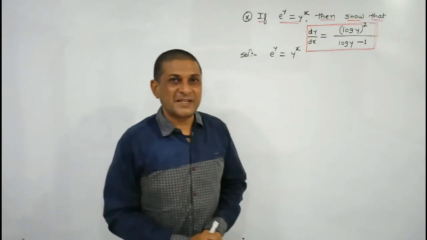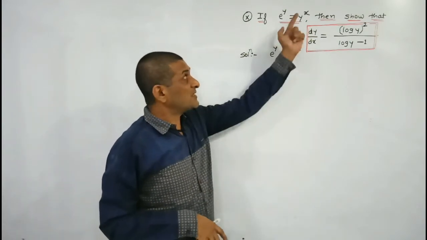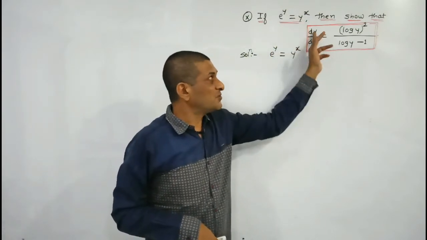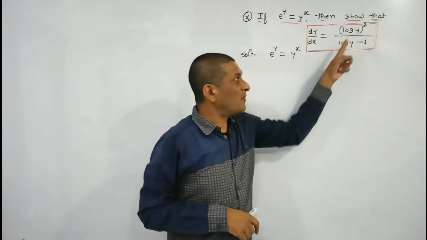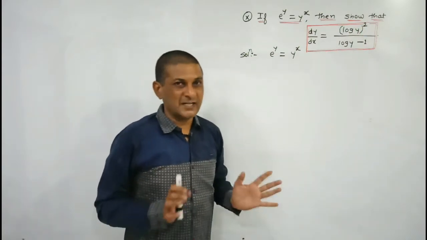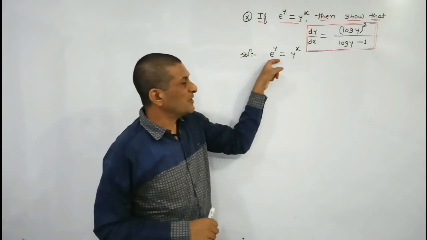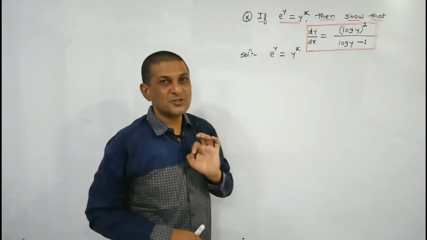Now see the last example from this exercise also and from this question also. In this case given function is e raised to power y is equal to y raised to power x. Using this we have to show that dy by dx is equal to square of log y divided by log y minus 1. So let us try to get our required result. If you will observe the given function, on the right hand side term is in the form of f of x raised to power g of x.